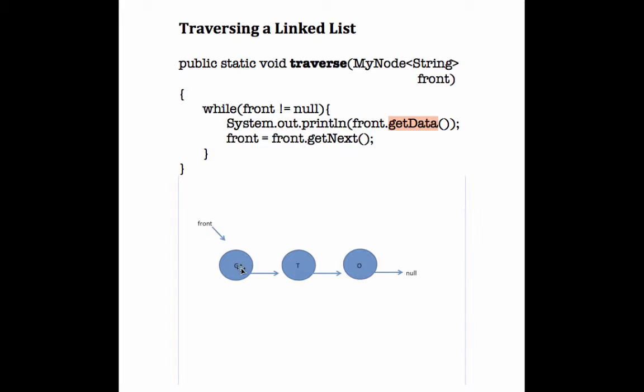Okay, so now, how do we traverse? Well, we need a loop, right? So here you see that I have a while loop. I'm not using a for loop because normally a for loop is used for indexes.